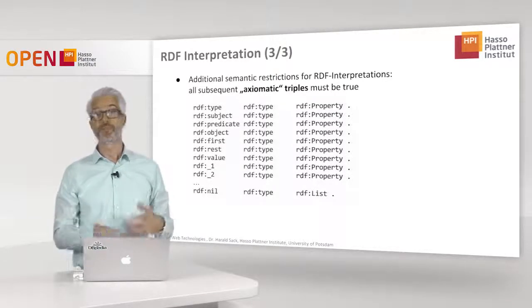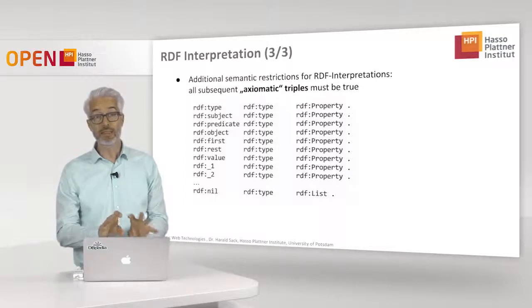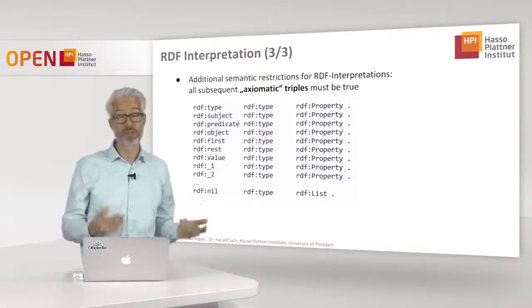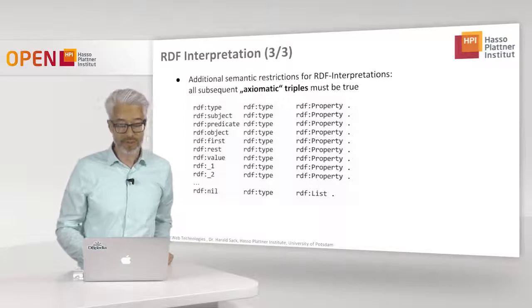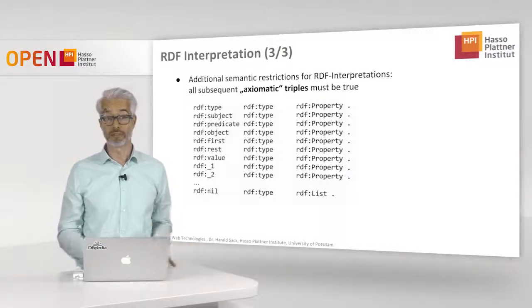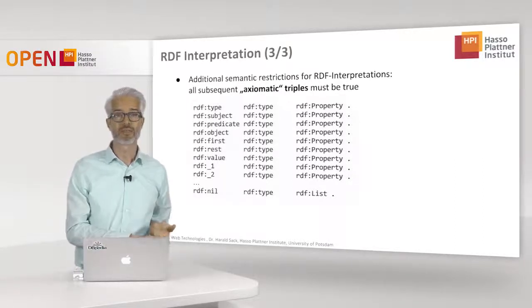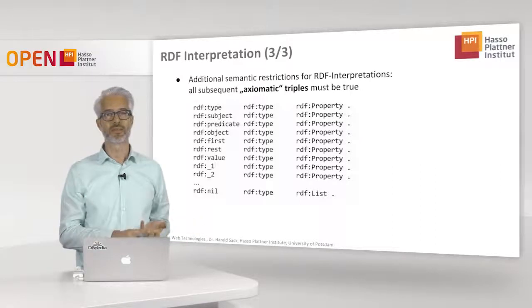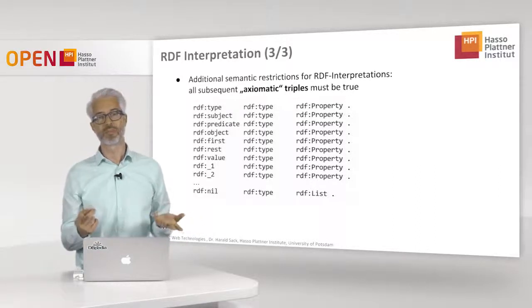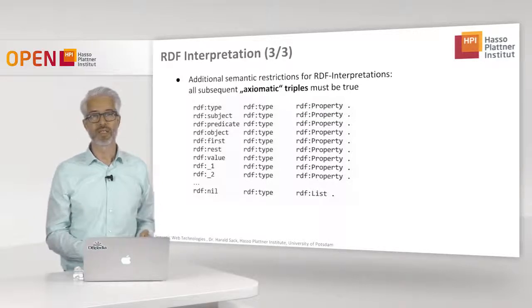What else? In addition, there are so-called axiomatic triples, and these triples must be true. Therefore, they are so-called axioms, which means that we define that rdf:type is of type property. So this is a property. We say rdf:subject is a property, rdf:predicate is a property, and also rdf:object is a property. These are parts of rdf:Statement, which is for reification.